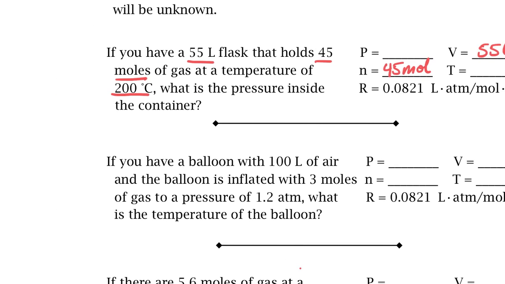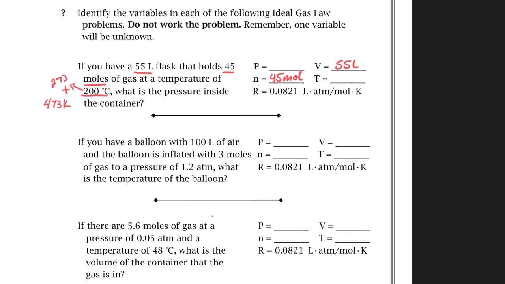Now remember, I have to add 273, which means that's going to give me a total new temperature in Kelvin as 473 K. So I have to take the time to do that. And then my pressure is my unknown. So you go ahead and do the other two.